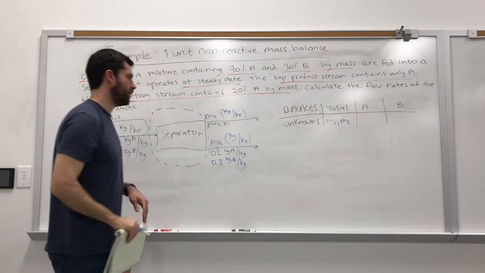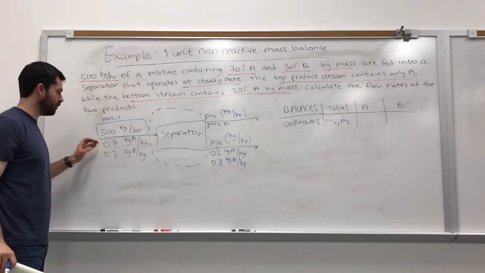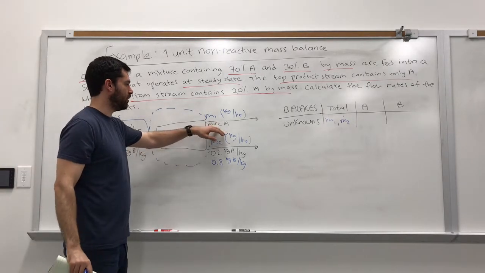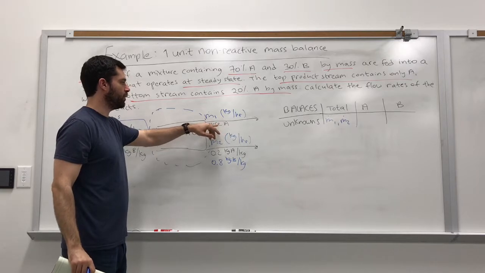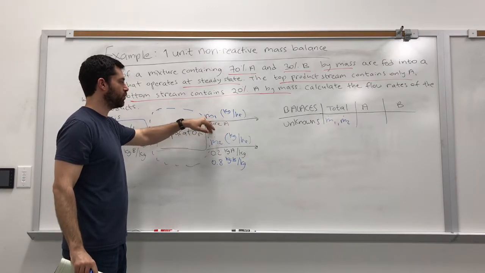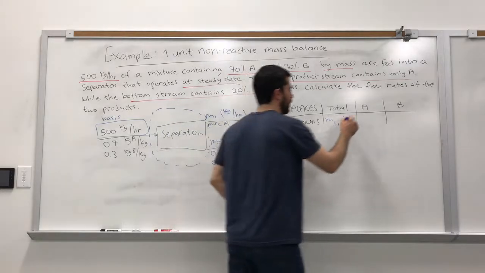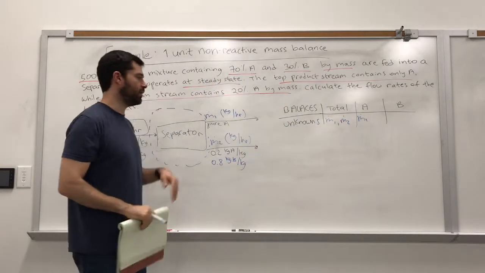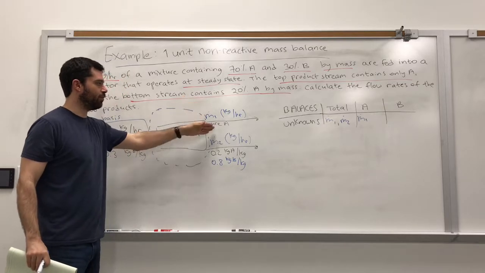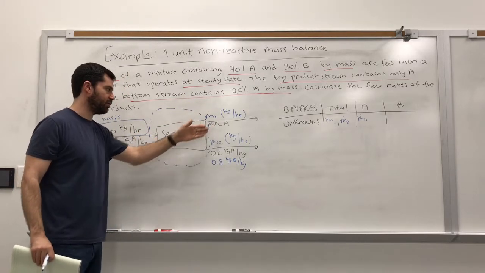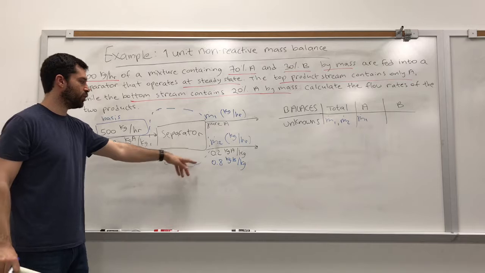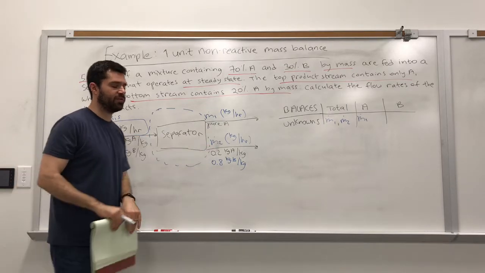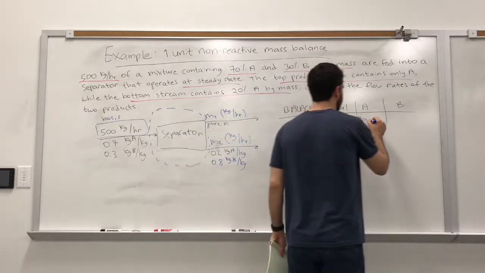Now we go to component A. In the feed, we know everything about A. In the top stream, we know that it's pure A, but we don't know how much of it. So M1 is going to be an unknown because we have to multiply M1 by 100% to get the amount of A. And then in the bottom stream, we know the mass percentage, but we don't know of how much that is. So we'll have another unknown here, which is M2.